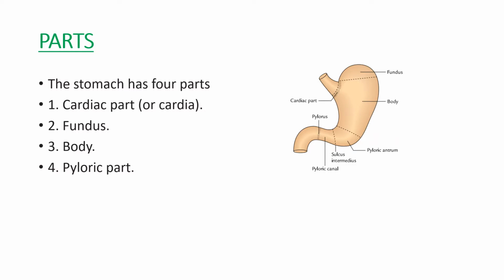Parts of the stomach. The stomach has four parts, that is the cardiac part, the fundus, which at most times is occupied by air, the body, and the pyloric part. Also, the stomach has two curvatures, the greater curvature and the lesser curvature. And the stomach has two surfaces, the anterior surface and the posterior surface.